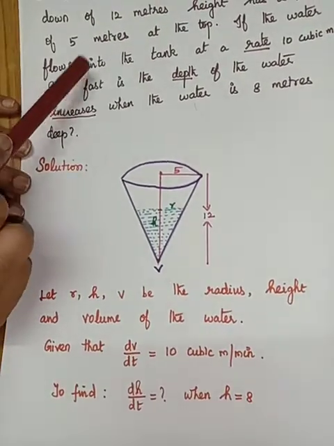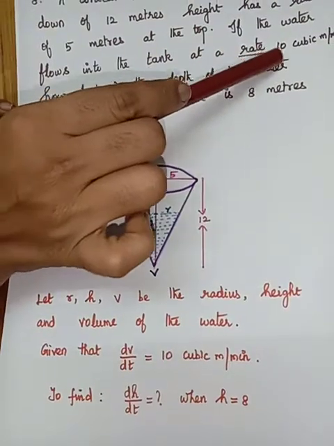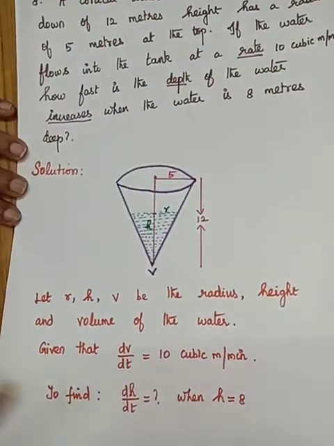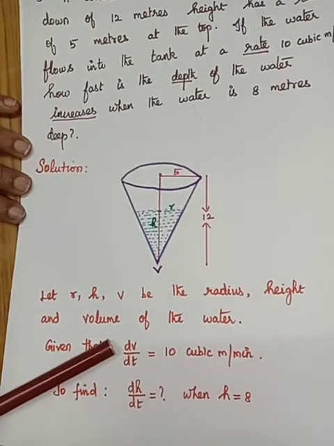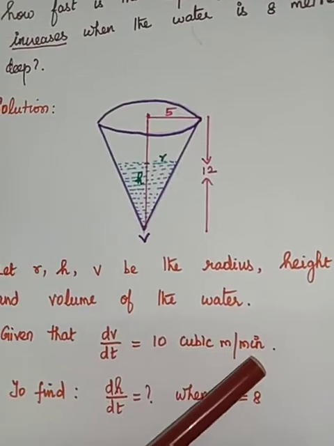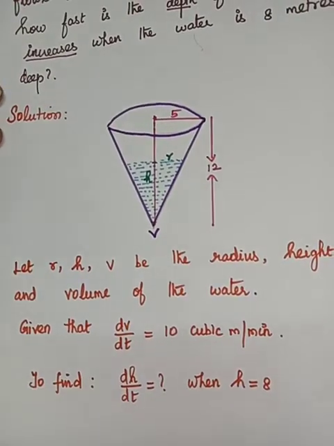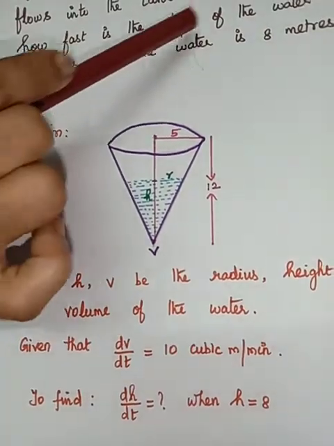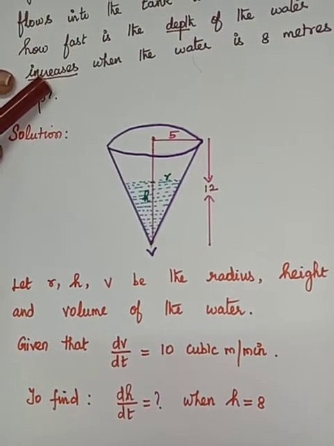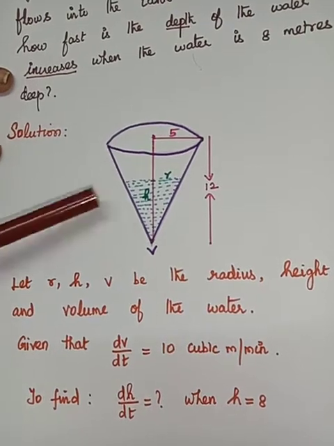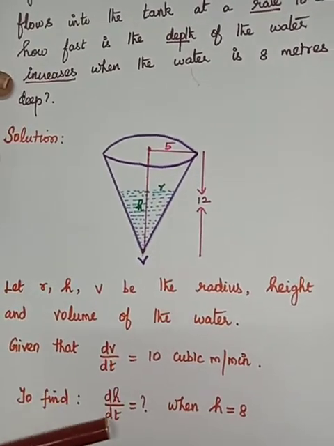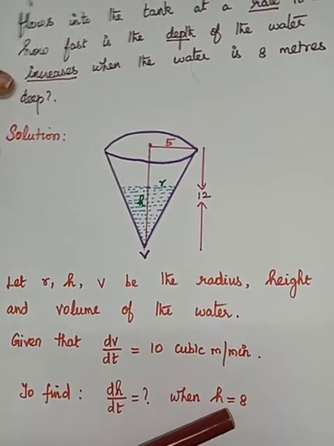See the water, how it flows into the tank at a rate 10 cubic meter per minute. So cubic meter, so it is regarding about the volume. So it is given, we can write dV by dt is equal to 10 cubic meter per minute. Okay, and what you have to find, how fast is the depth of the water increases. So it is the rate of increase of the depth of the water. Depth of the water we have denoted in the variable h. So we have to find out dH by dt when h is equal to 8.